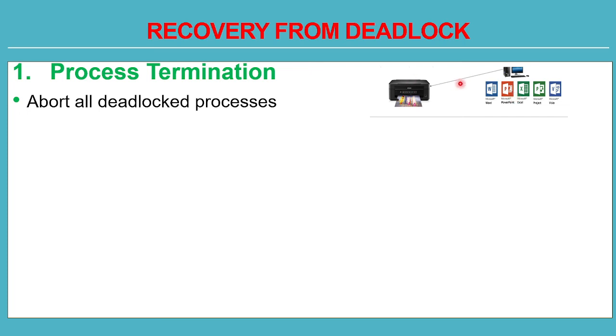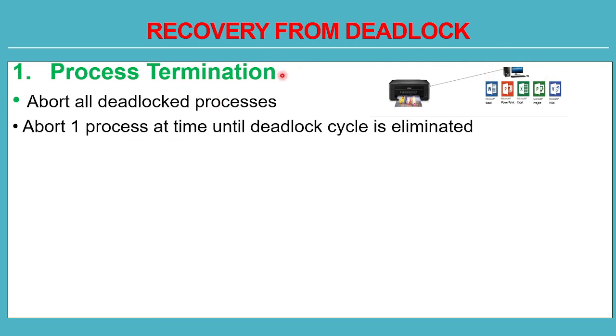So what is the one step to recover from this deadlock? You can terminate the processes only. Abort all deadlock processes. That is, close all these deadlocked processes. That is one way to recover from deadlock. Or you can do only one process abortion.